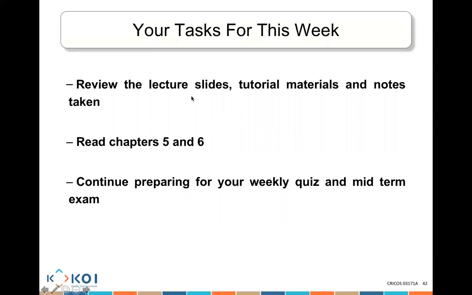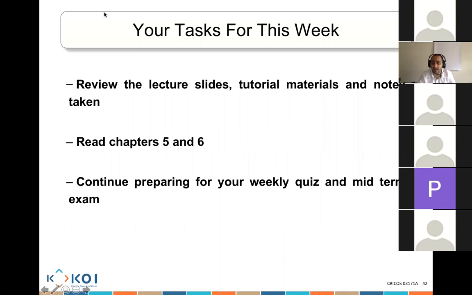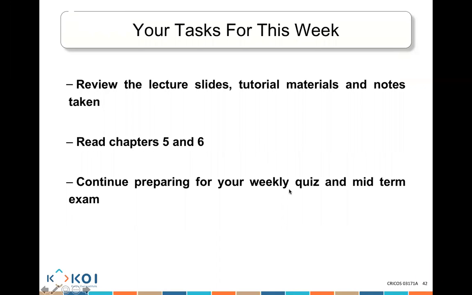Now, guys, let's continue. Please review the lecture slides, tutorial materials, and notes if taken. Please read chapters 5 and 6. Continue preparing for your quiz and midterm exams, which are going to be happening next week. We have your quiz. It's very important you study the materials. You know how to do things. There will potentially be a calculation in that quiz. So if you don't know these activities, you probably won't be able to answer them. So please make sure you're prepared for all the questions that I might ask you.